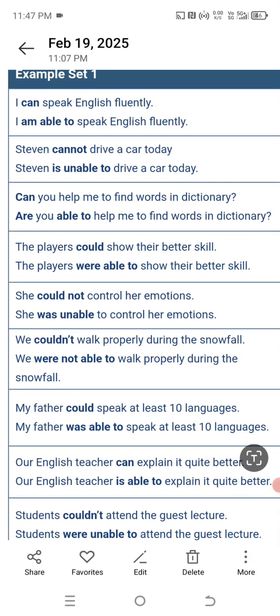Our English teacher can explain it quite better. Here in the given example, "can" is used, and we have to use after the subject the to be's correct present form. So our English teacher is able to explain it quite better is the answer of the sentence. Students couldn't attend the guest lecture. Here, students were unable to attend the guest lecture is the correct answer of this sentence.